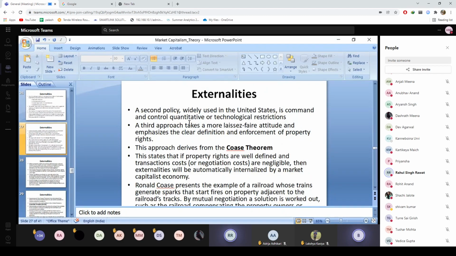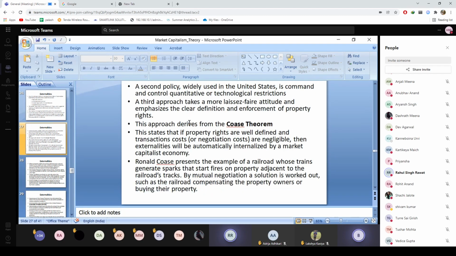So Ronald Coase presented the example of a railroad whose trains generate sparks that start fires on property adjacent to the railroad tracks. He introduced the concept of mutual negotiation between the farmers and the rail authorities. By mutual negotiation, a solution is worked out, such as the railroad compensating the property owners or buying their property, so that an agreement is reached between the rail authority and the farmers.